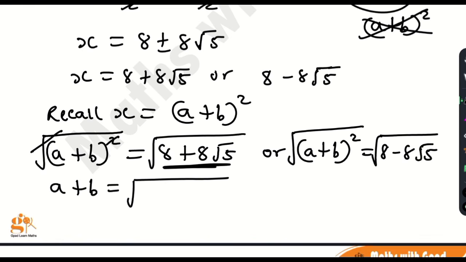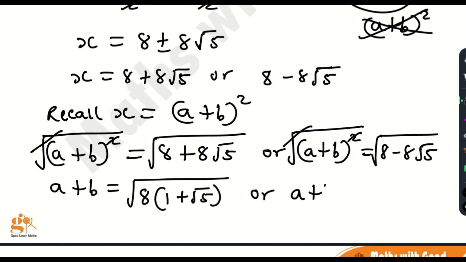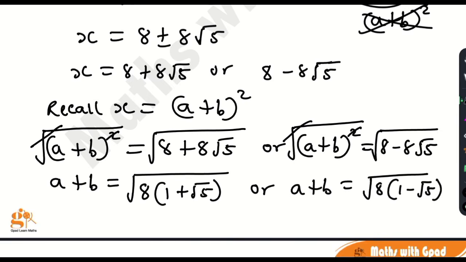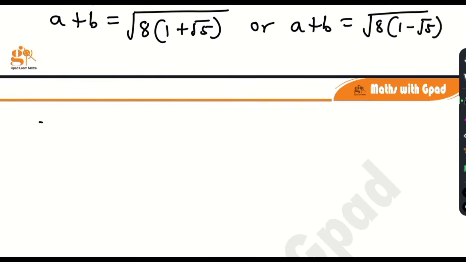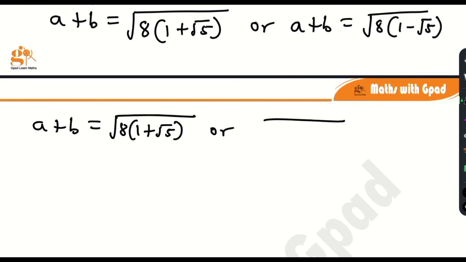Now let's even factorize this. What is common between these two terms? 8 is common. So we can factor out 8. So we have in bracket 1 plus root 5. Or this square root will cancel the square. We have a plus b is equal to the square root of what? Again, we factor out 8. We have 8 bracket 1 minus root 5. So what's our conclusion now? Our conclusion is that a plus b is equal to the square root of 8 bracket 1 plus root 5, or the square root of 8 bracket 1 minus root 5.